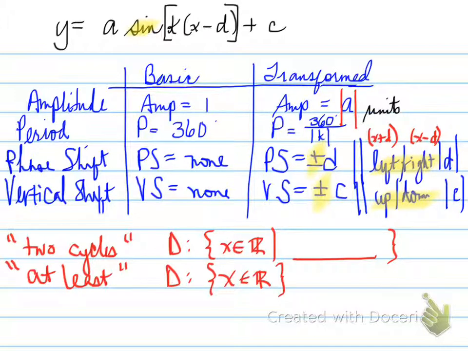If I ask you to graph 2 cycles and state the domain, it would be x belongs to real such that x is between the values of the start of the cycle and the end of the cycle. If I use the words "at least" and ask you to graph and state the domain, at least means that it continues on past the 2 cycles, or however many cycles I ask you to draw. Because it continues on past it, it's just x belongs to real.